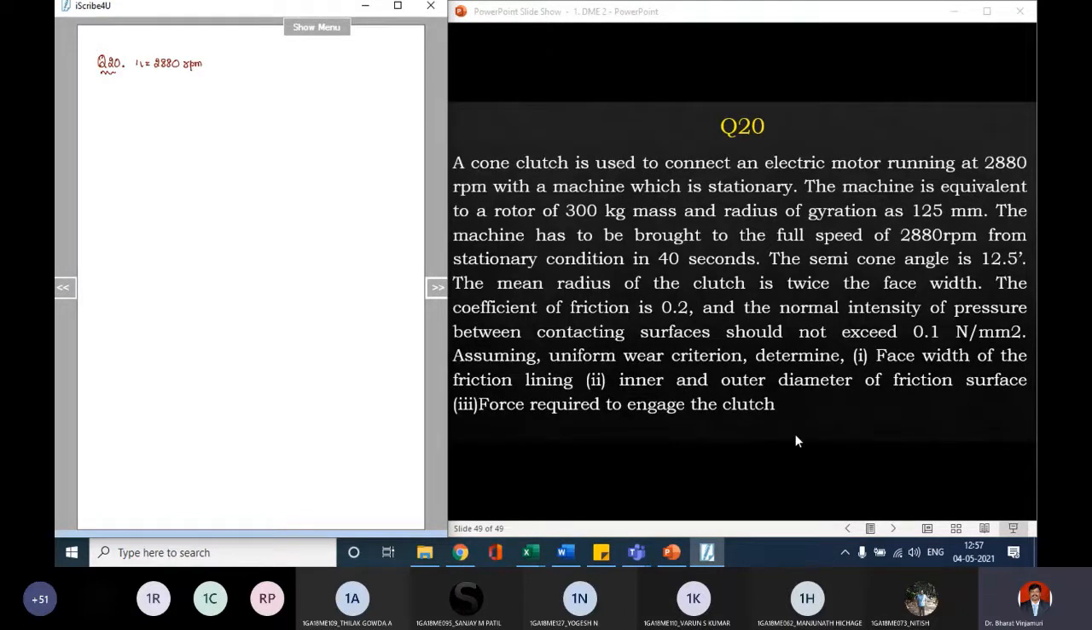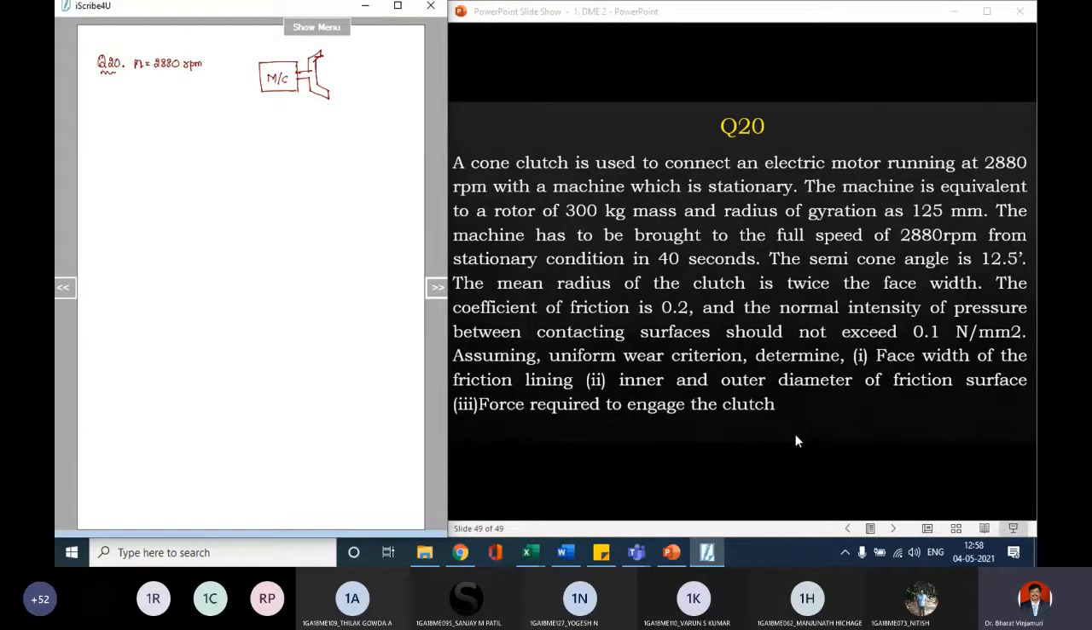The machine is equal to a rotor of 300 kg. So indirectly he is saying that the machine has so much weight, and that the clutch is coupled to the flywheel. When you are trying to connect the motor to this, the basic concept is this: in this example there is a machine, and there is a rotor in the machine. It can be your sugarcane juice machine. So this is a machine, and there is a rotor on the machine.